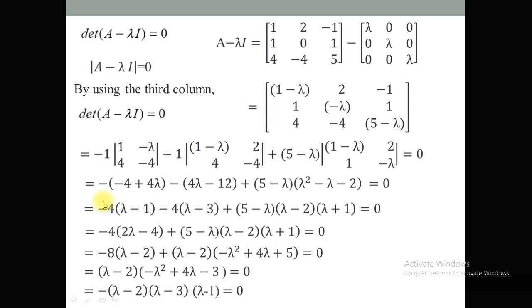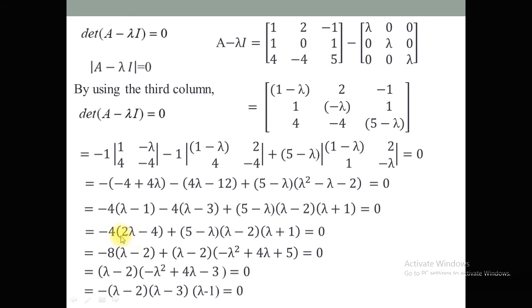Now taking common minus 4 from this expression, we obtain minus 4 into lambda minus 1, and taking common 4 from this factor, minus 4 into lambda minus 3, taking common 4 from this factor, 4 into lambda minus 3, and 5 minus lambda. Now factorize this polynomial: lambda minus 2 into lambda plus 1 is equal to 0. Now minus 4 into 2 lambda minus 4 plus 5 minus lambda into lambda minus 2 into lambda plus 1 is equal to 0.